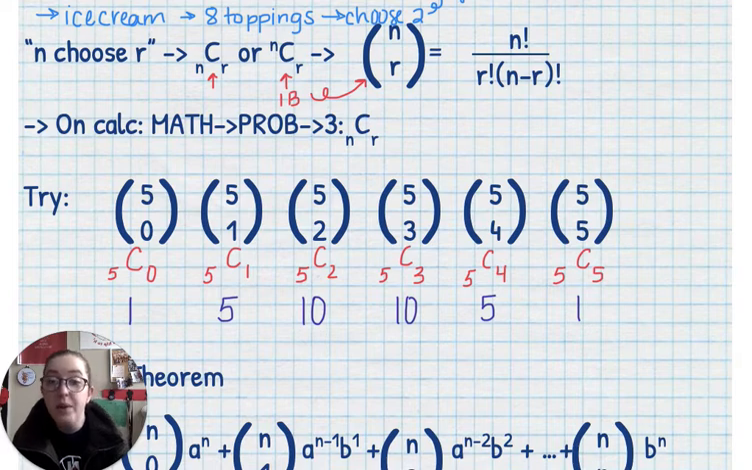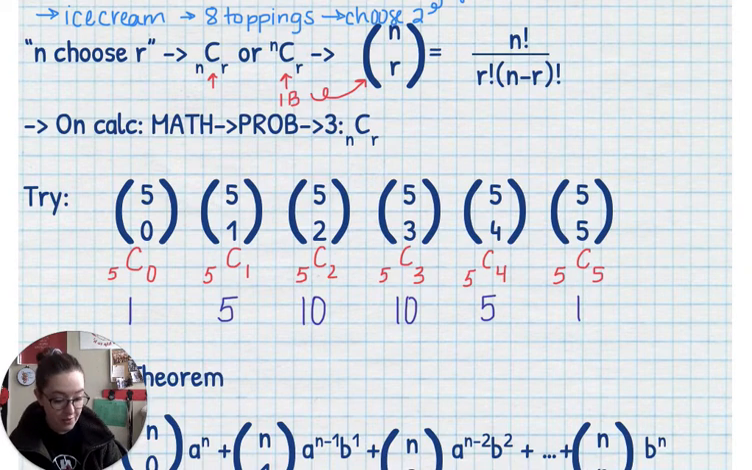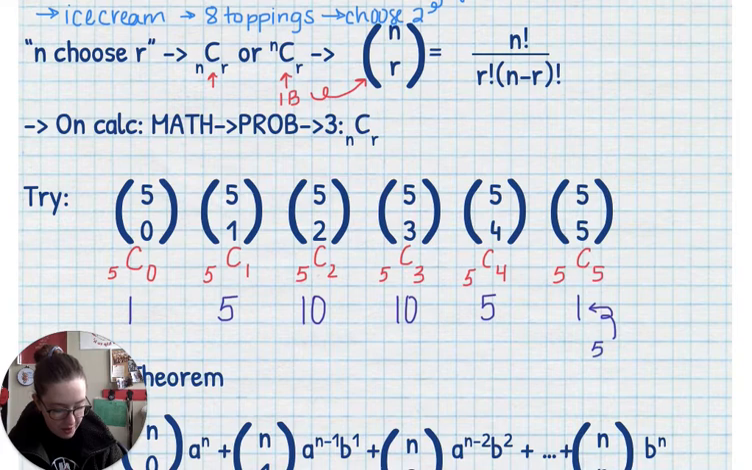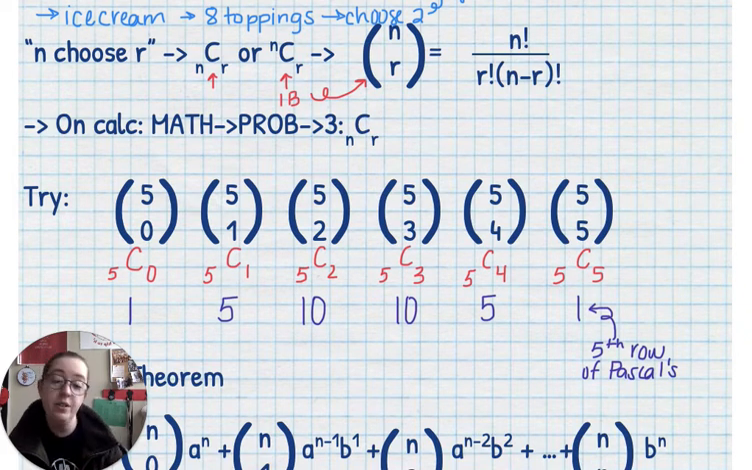All right, so when you put those into your calculator, you should have got 1, 5, 10, 10, 5, 1. And hopefully what you noticed from that was that it was the 5th row of Pascal's triangle. So we can use that choose function to help us find the coefficients on our terms of our expansion of a binomial.